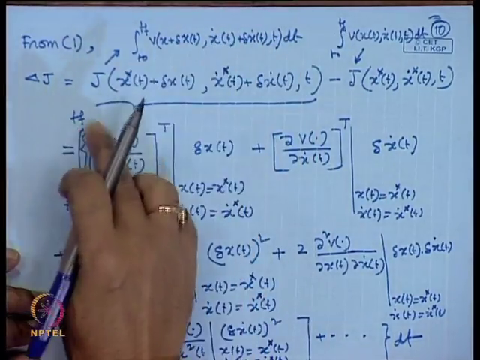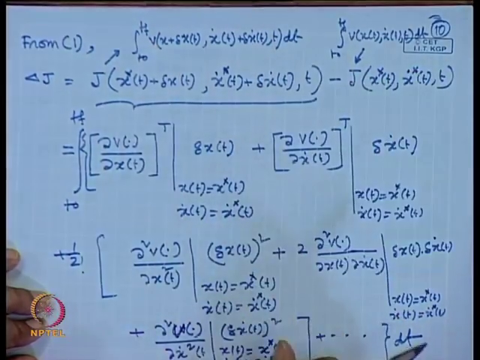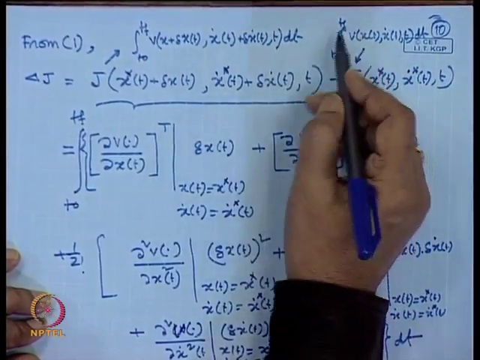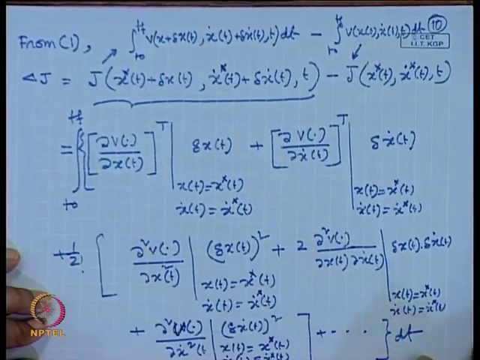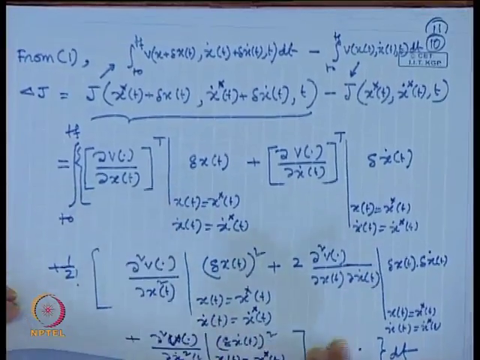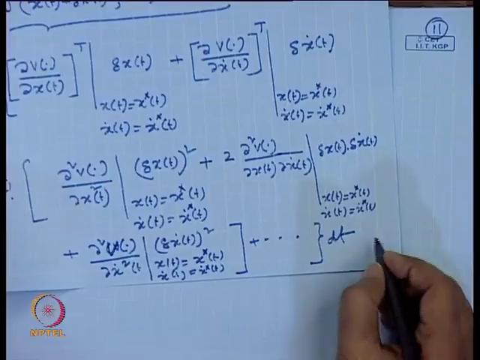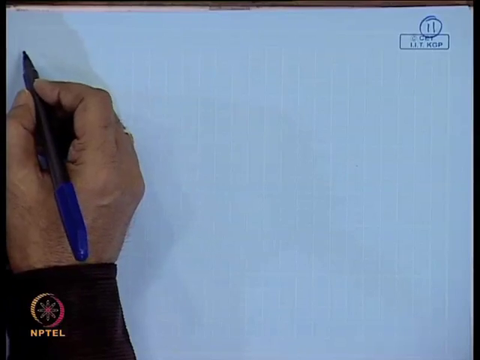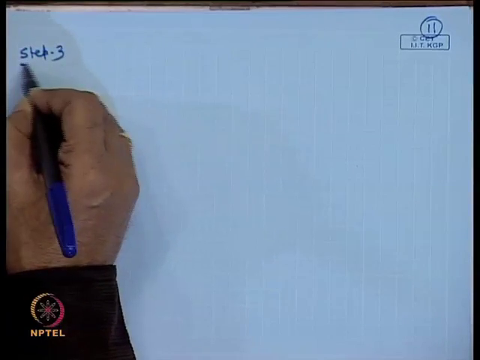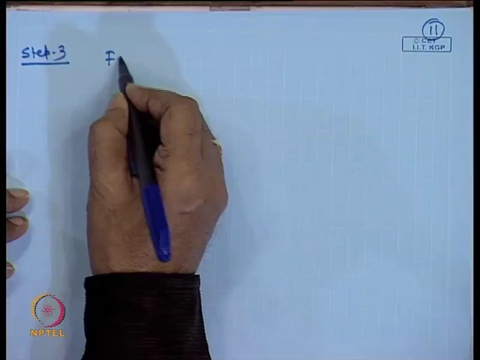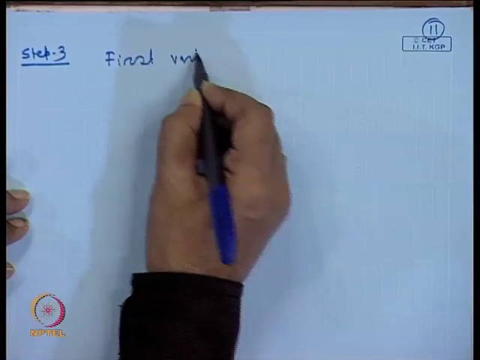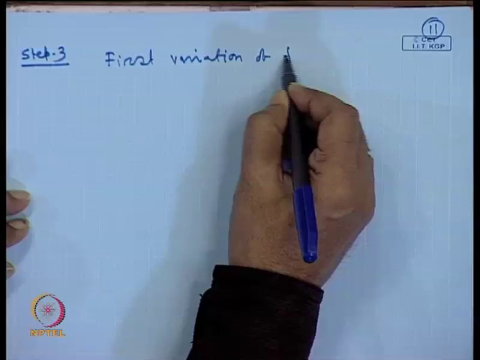After writing this Taylor series expansion, because t 0 to t f is common in both cases, I will get this expression. Okay. So, our basic thing here is what the necessary condition is; we will write it step by step. Let us call this equation number 2. Then step 3: first variation of the functional.